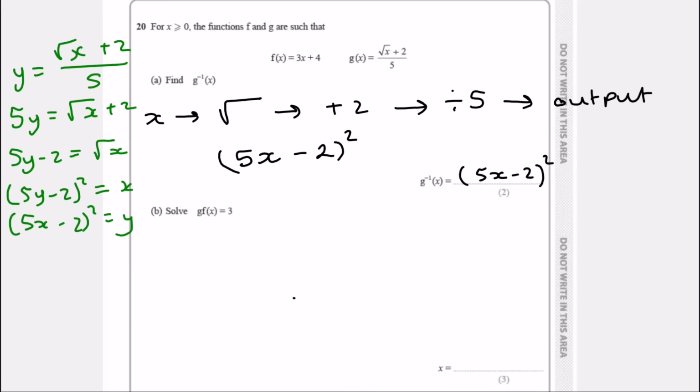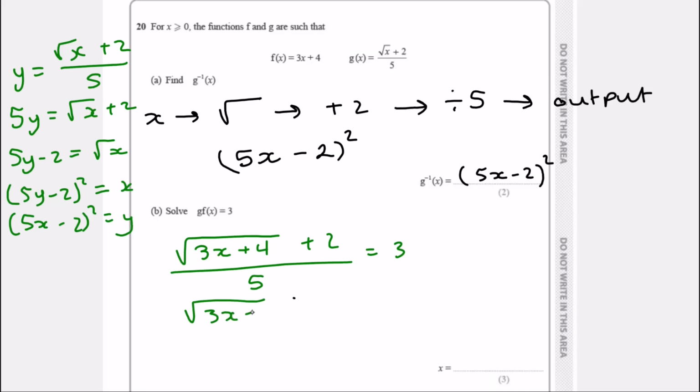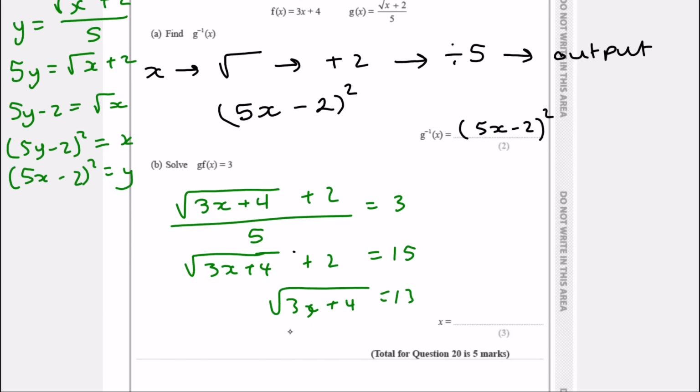And part B, solve gf of x equals 3. So we're putting f into g, and it's equal to 3. So put f into g. Where we had the x, we're going to change it into 3x plus 4. F into g, and it's equal to 3. So let's solve. Times by 5, get rid of the division by doing a multiplication. Take away the 2. Square both sides. 13 squared is 169. Then take away the 4. 169 take away 4 is 165. And then divide by 3, which is 55.